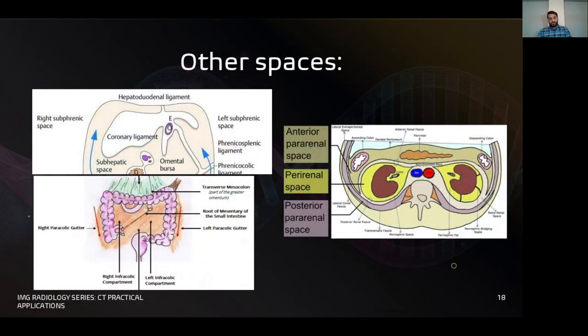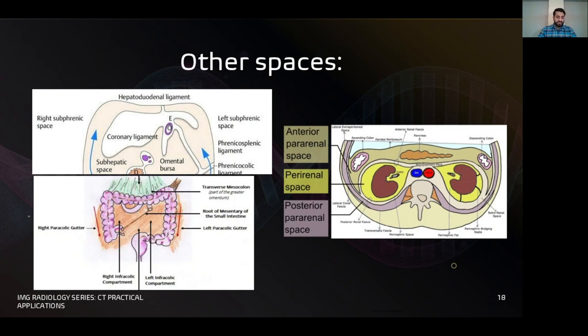Other spaces are a little bit less important as such, but it's good to know. Less important at your stage, though if you want to become a radiologist, it's all important stuff. Essentially, you've got the subphrenic spaces, which are under the diaphragm, the right and the left. In the right subphrenic space you've got the liver and the gallbladder. In the left subphrenic space you've got the spleen and the perisplenic space. And at the bottom, you've got the paracolic gutters, which are essentially the left and right lower quadrants.